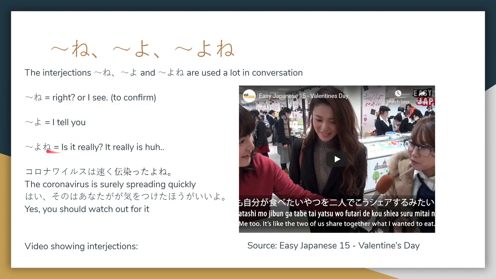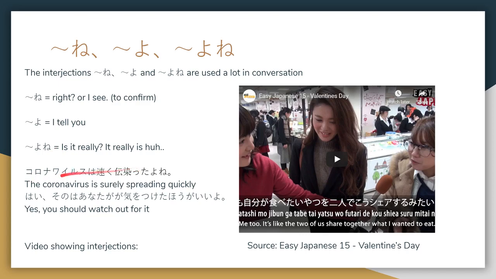So desu yone means is it really? 彼らはあなたのお父さんですよね. Is that really? Or you could say 本当に, but ですよね. That means, is it really? Or it really is your dad, huh? So I just said, is that your dad? Is that really your dad? Or that really is your dad, huh?